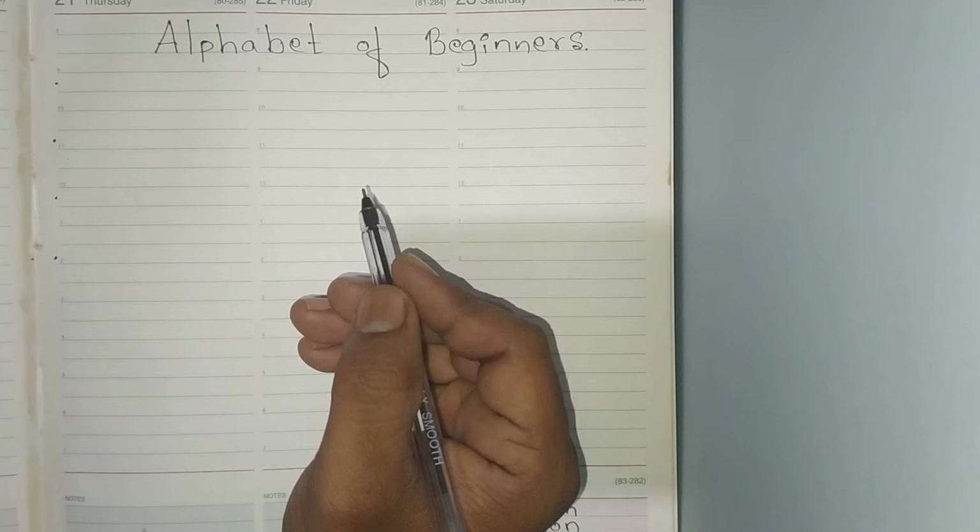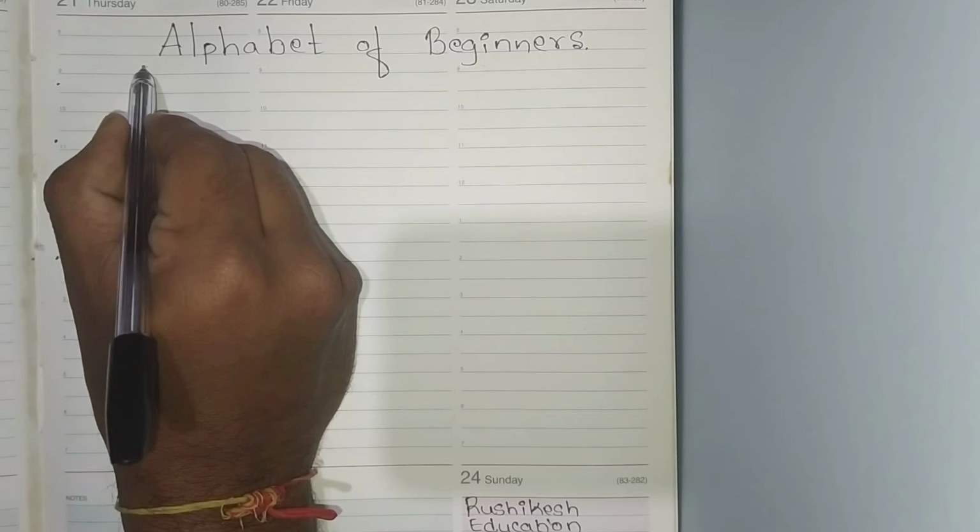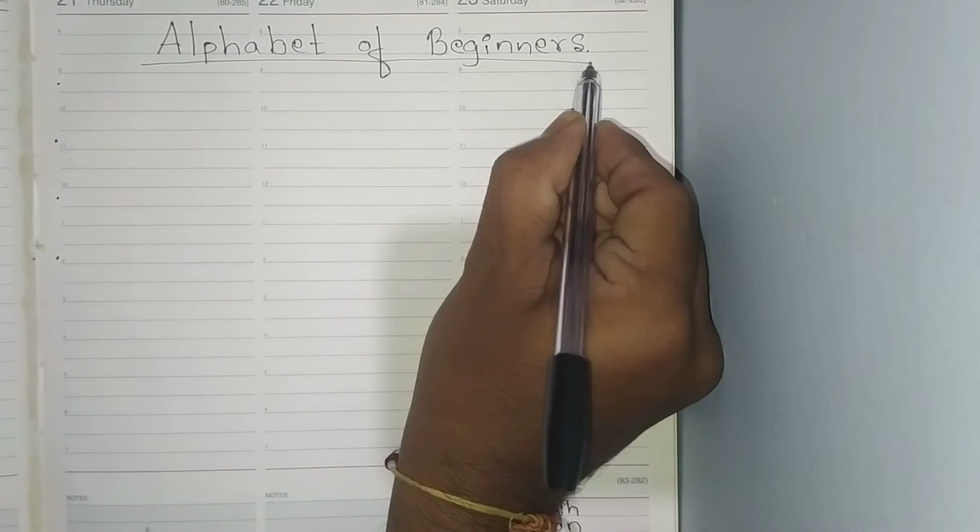The vowels are 5 letters: A, E, I, O, U. The consonants are the rest. The alphabets for beginners.